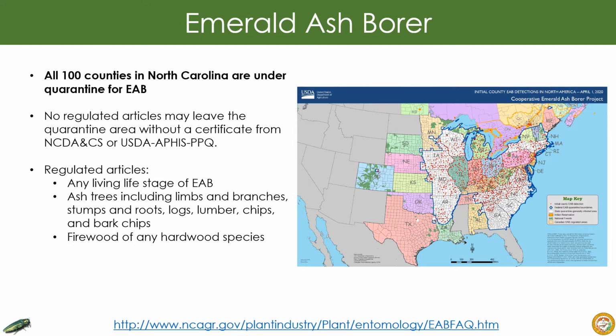The following are 3 categories of regulated articles for emerald ash borer: all living life stages of the beetle; ash trees including ash limbs and branches, ash stumps and roots, ash logs, ash lumber, ash chips, and ash bark chips; and firewood of any hardwood species. With regards to EAB, there are no legal restrictions on the intrastate movement of non-ash hardwood products such as nursery stock, logs, branches, green lumber, or chips in North Carolina. For a full FAQ on the EAB regulations, please visit the link at the bottom of this slide.